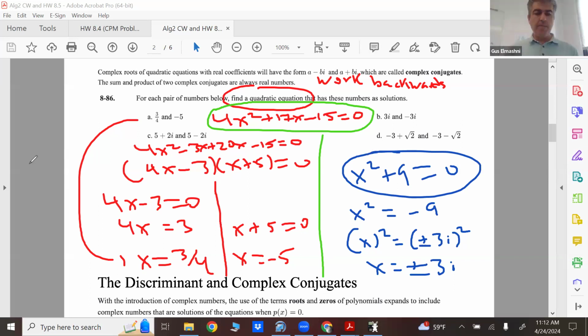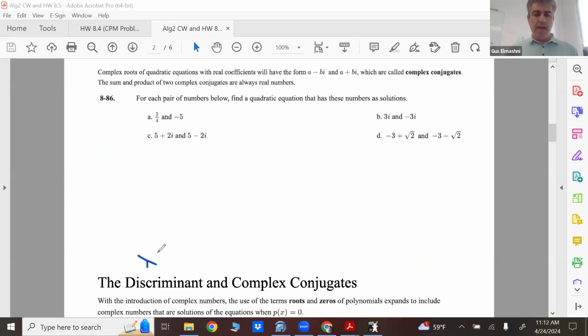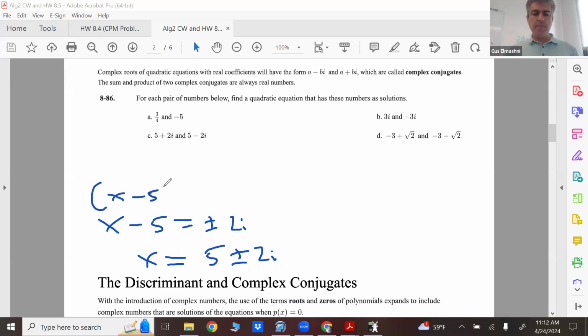Let's try it again for C. x equals 5 plus or minus 2i. If I reverse the process, what should be my next step? What should be the step right above it? Minus 5. Then I've got to square both sides, right?